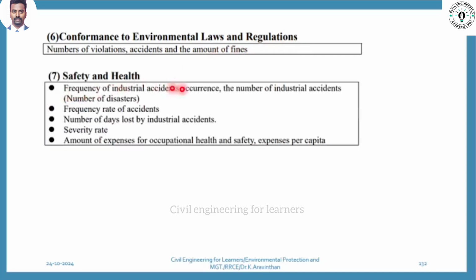Next one, safety and health. An organization should note how many accidents happened in a year, how much property is lost. If they are transporting any vehicle that met with an accident, management has taken note and they have to keep it in the review. How many industrial accidents occur, any property damage or people losing their lives, they have to monitor that frequency rate of accidents.